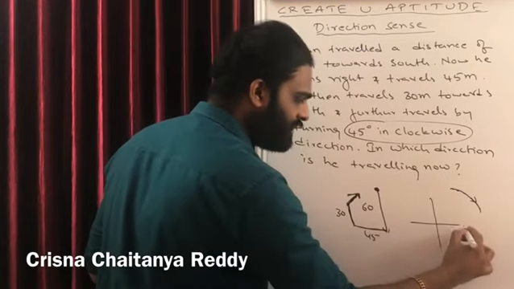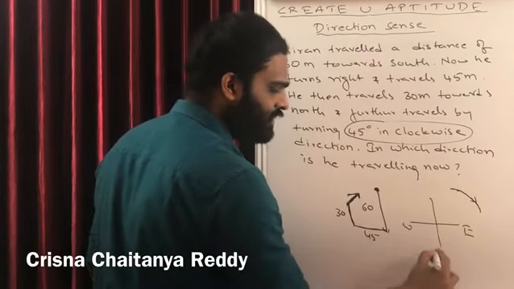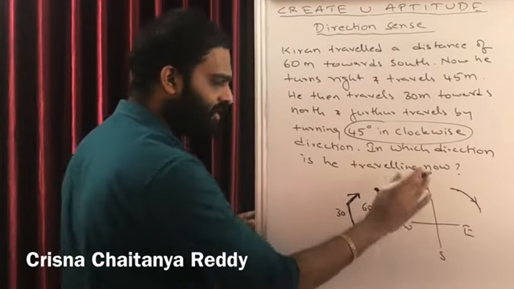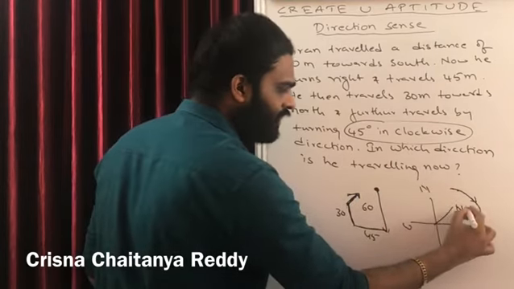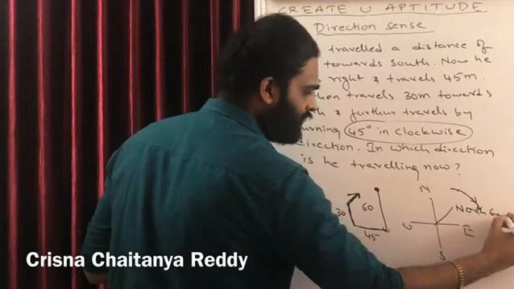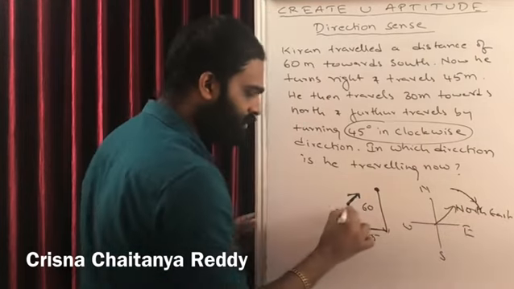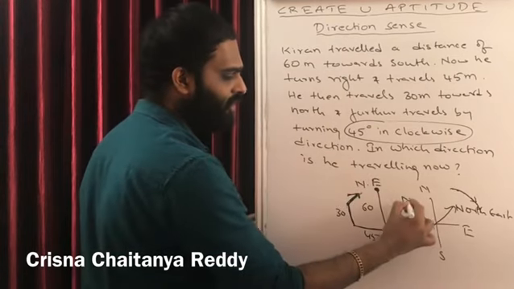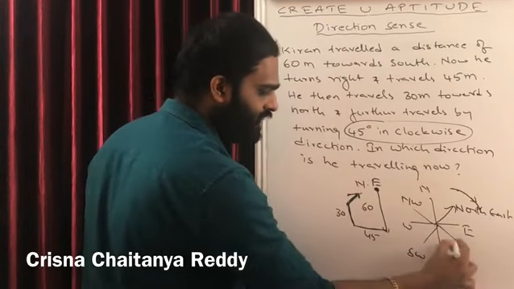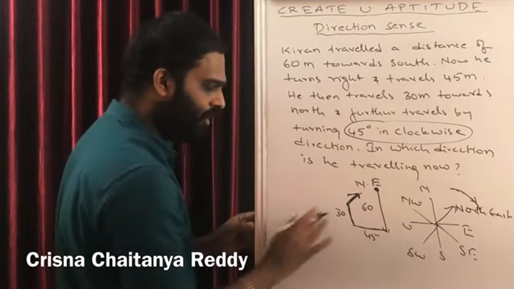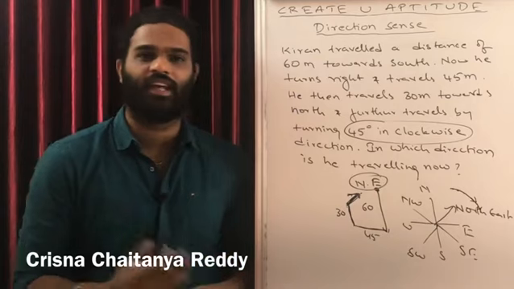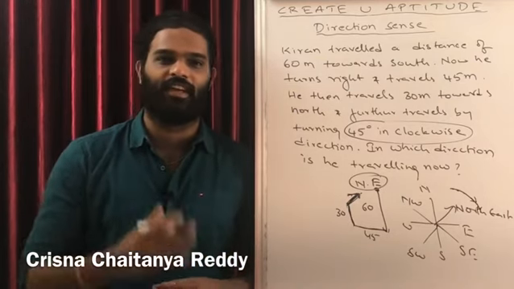We all know the directions. This is east, this is west, this is south and this is north. And this person is traveling towards this direction. This direction is northeast. So your answer for this question is northeast, because he is moving in this direction. This will be northwest, this will be southwest and this will be southeast. So once you know the directions properly, even these questions will be very, very easy.